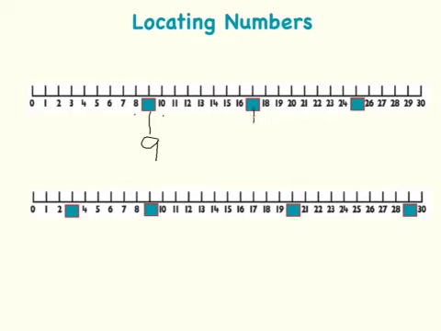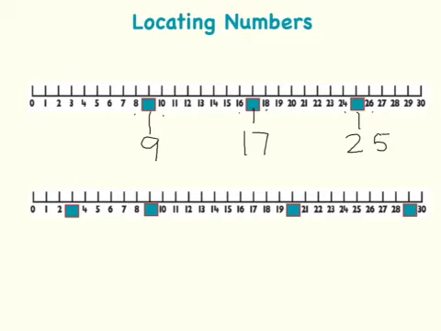Here we've got 16, a missing number, 18. The number must be 17. And here we've got 24, a missing number, and then 26. So the number must be 25.